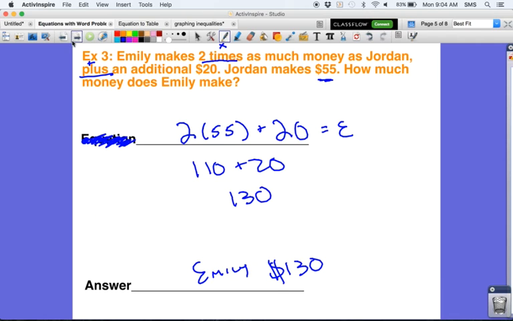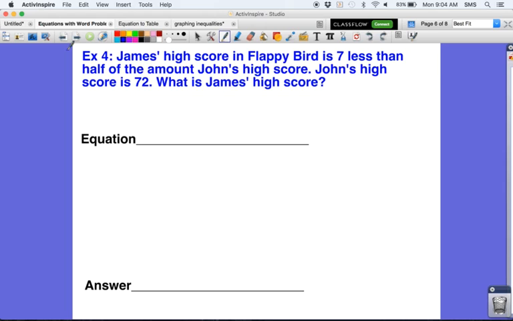Okay, one more. James's high score in Flappy Bird is 7 less than half of the amount of John's high score. John's high score is 72. What is James's high score? So, James' high score in Flappy Bird. I have 7 right here. That's an important number. Less than half. So I'm going to need to underline this. Less than half of the amount of John's high score.